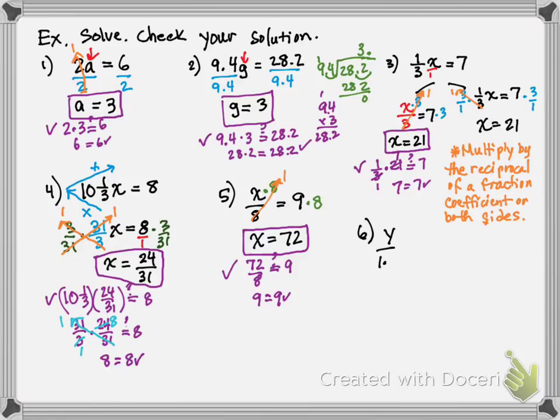Let's do a decimal problem. So I have y divided by 1.2, or 1 2/10, equals 24 hundredths. Okay. So we're going to do inverse operations. That means we're going to multiply both sides by the 1.2. So I'm going to do it like this.